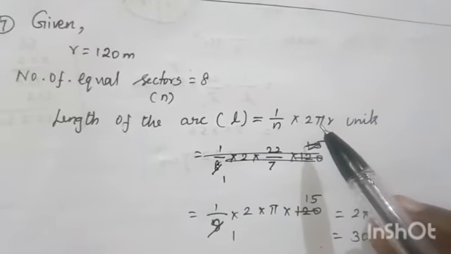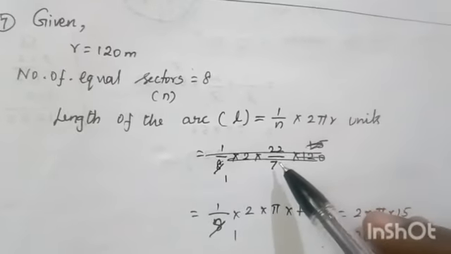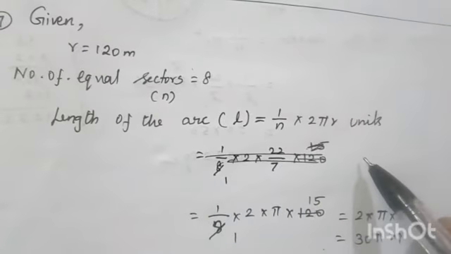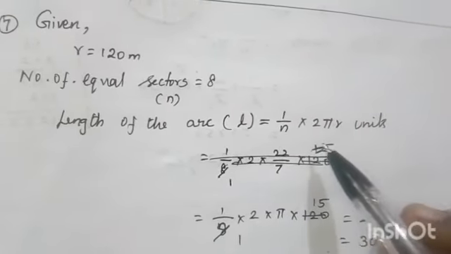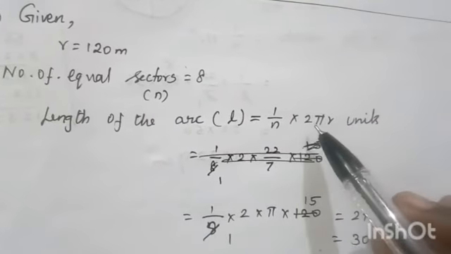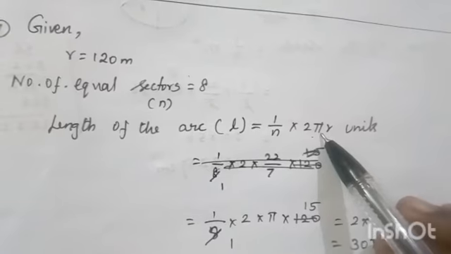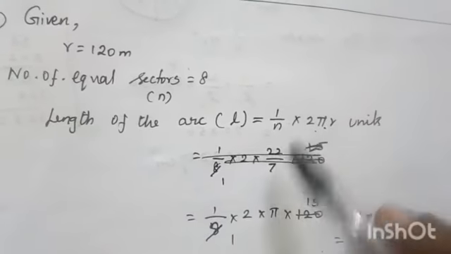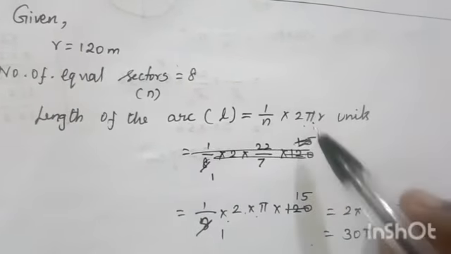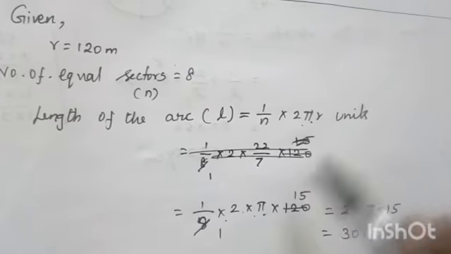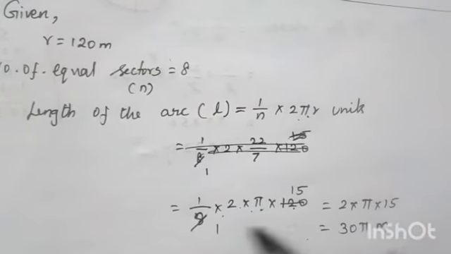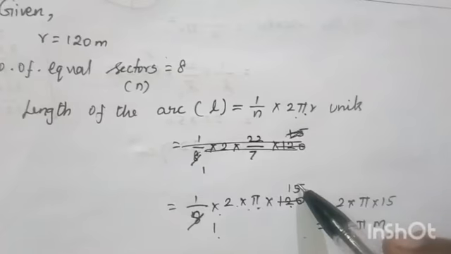So you need not substitute the value of pi. If you substitute the value, you get decimal values. For problems like that, just take it as pi. So that is 1 by n, where n is 8, into 2 into pi. The r value is 120. For 8 times 1 time, it is 15 times.